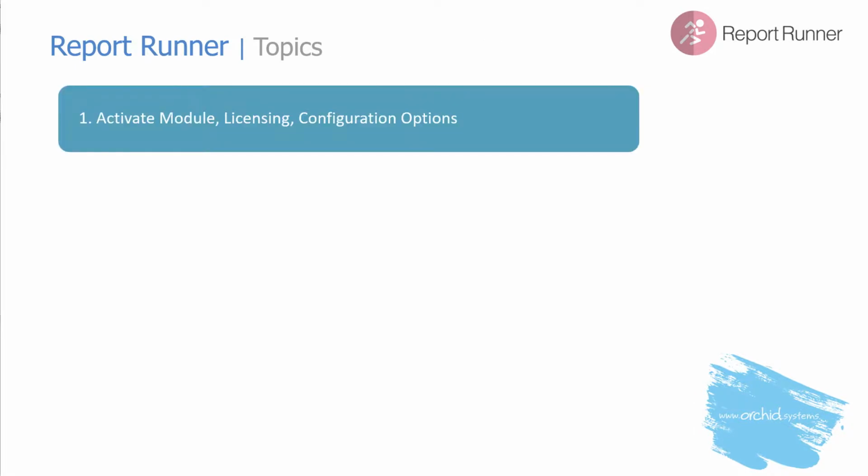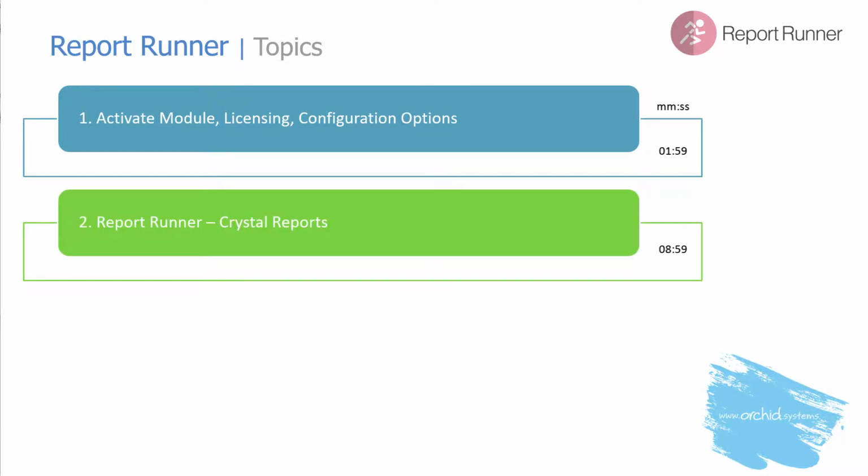The topics in our training: first, we're going to activate the module, have a look at the licensing, and look at the configuration options. Then we're going to set up Report Runner for Crystal reports. We're going to create menus for the Crystal reports, add reports to the menus, and see the configuration that you can do around Sage 300 Crystal reports and your own Crystal reports.